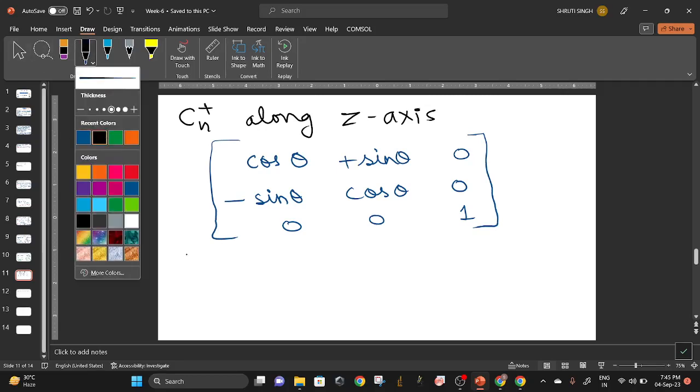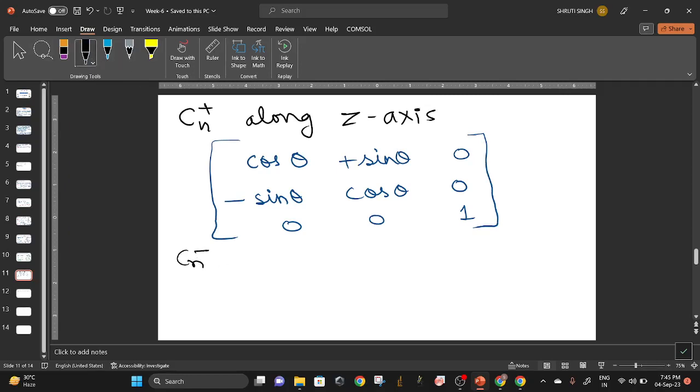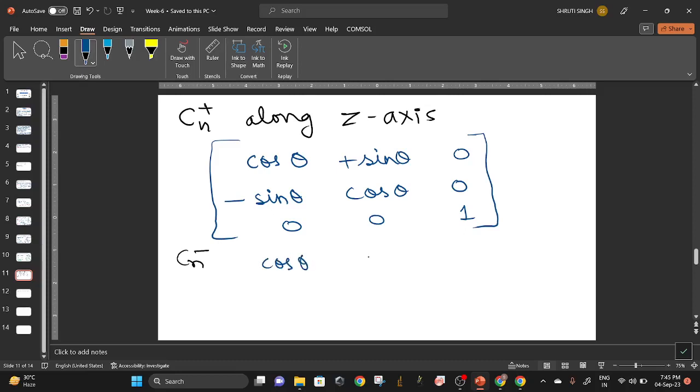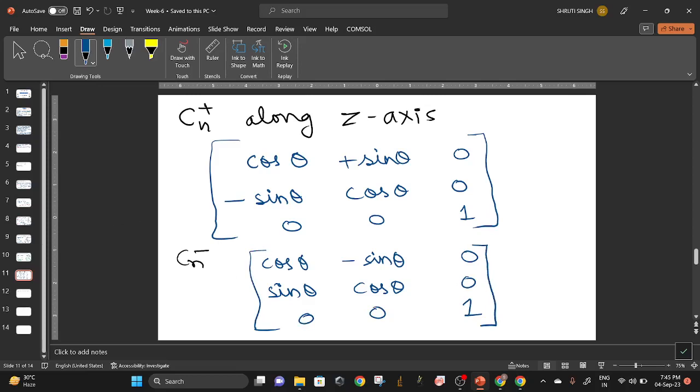Now similarly, if I write for anti-clockwise, then it will be cos theta. If we derive these two for clockwise and anti-clockwise, the matrices come out like these. So if this is matrix A, what will this be with respect to A?